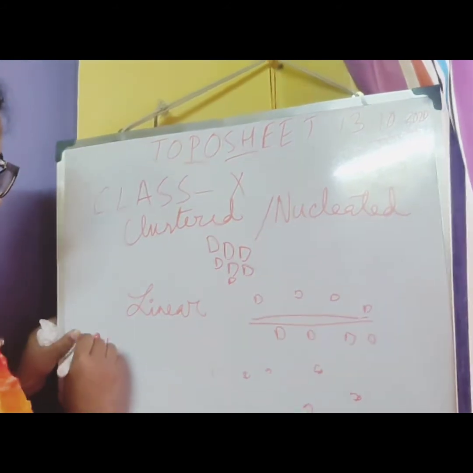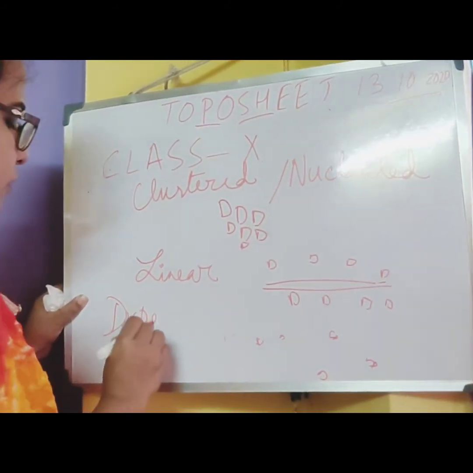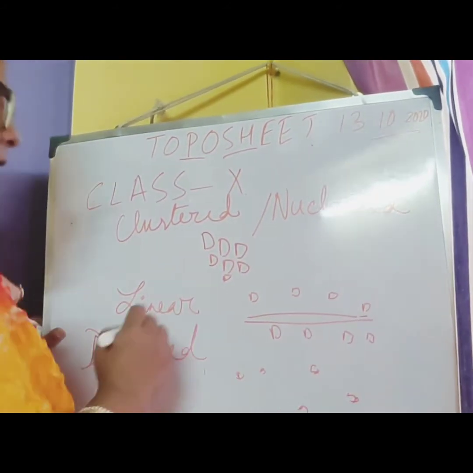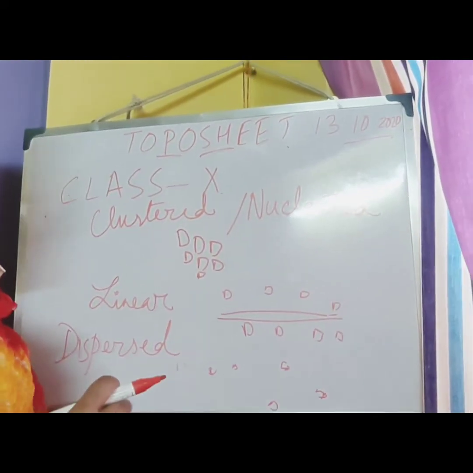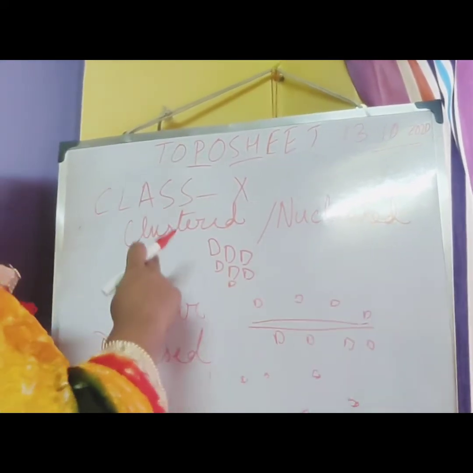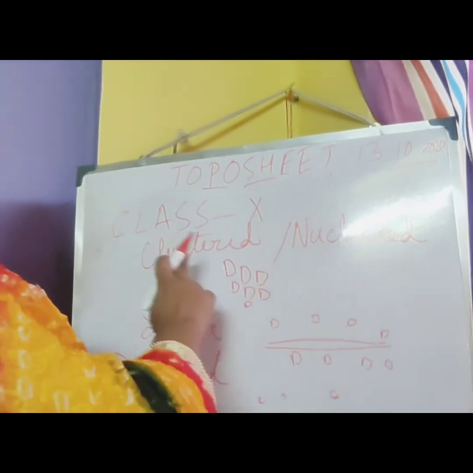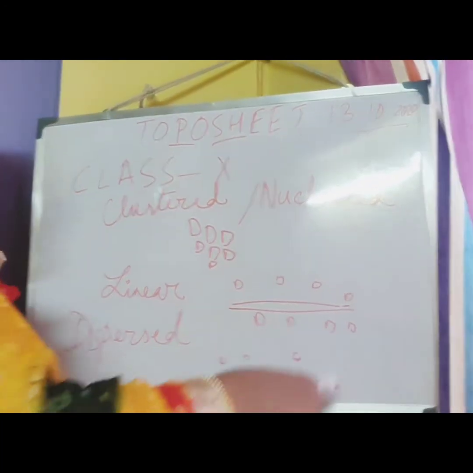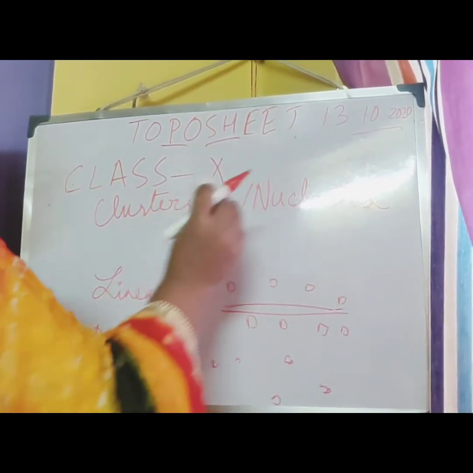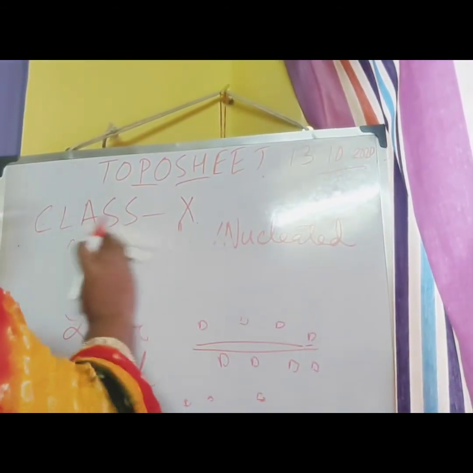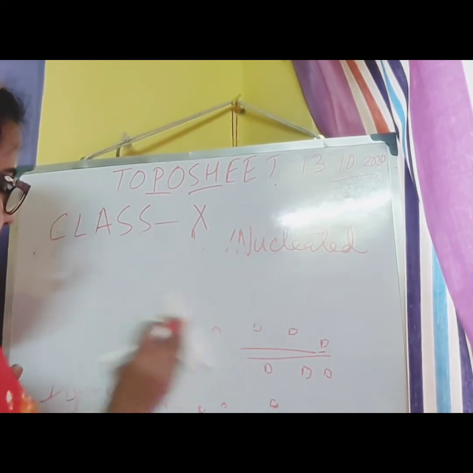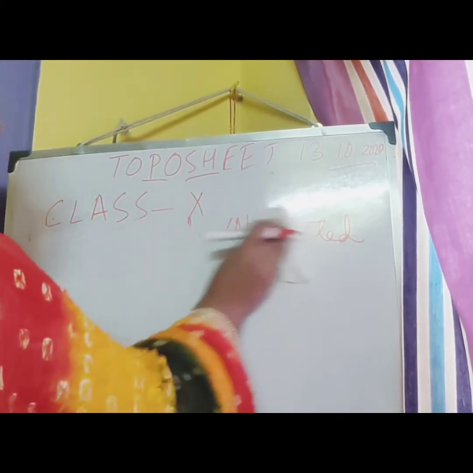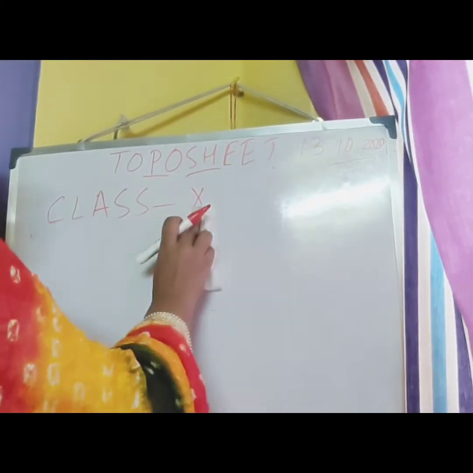So whenever it is scattered or spread, it is called the dispersed pattern of settlement. Okay, so we have the three types: the clustered, the linear and the dispersed. Clustered means in group, linear means in line, dispersed means they are spread all across. Okay, next we come to another important part of the topo sheet, that is about the occupation.